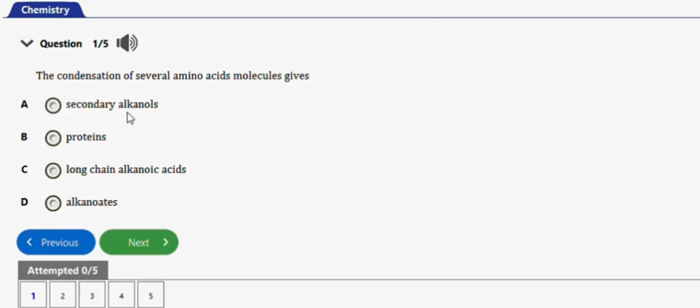option A, secondary alkanols, proteins, option B, long chain alkanoic acid, alkanoates. The right answer is option B, which is proteins. That is for this question. The next repeated question will be this one.